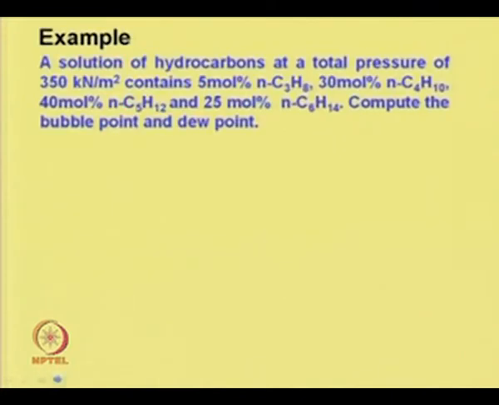Let us take a very simple example, a solution of hydrocarbons at a total pressure of 350 kilonewton per meter square, which contains 5 mole percent normal propane, 30 mole percent normal butane, 40 mole percent normal pentane and 25 mole percent normal hexane. Compute the bubble point and dew point.